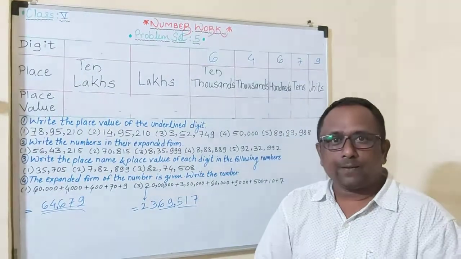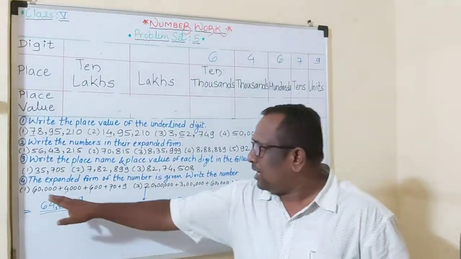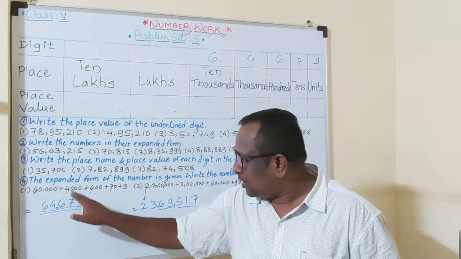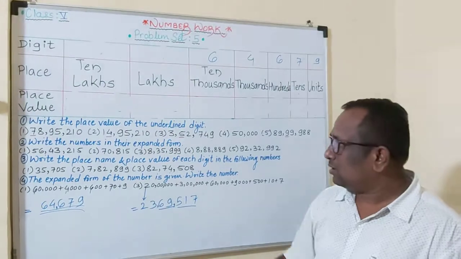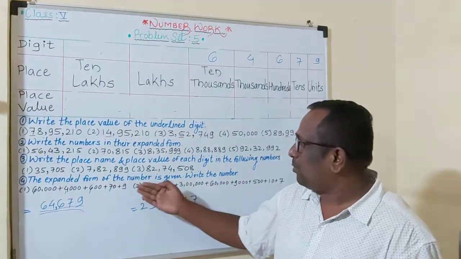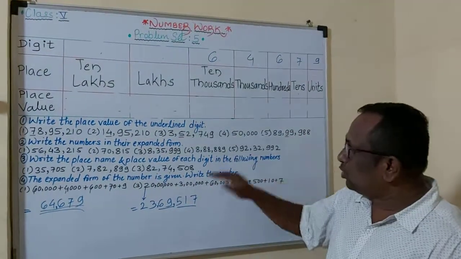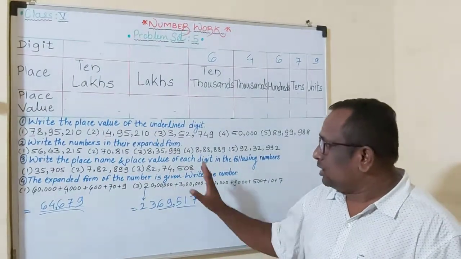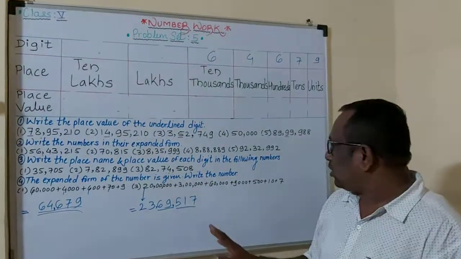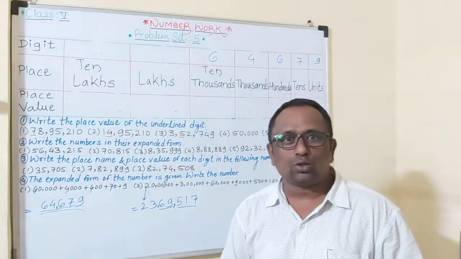Again I'll repeat. First you have to write the first digits, all the numbers, then you can get the number. So the expanded form is given and you have to convert it to the number, this way. These two examples I took. The remaining examples you have to solve for homework, students.